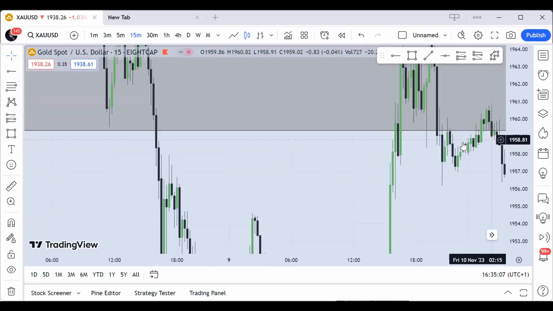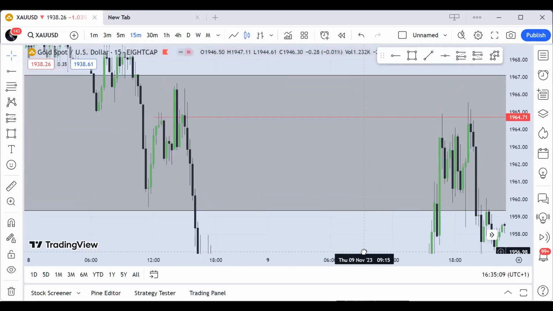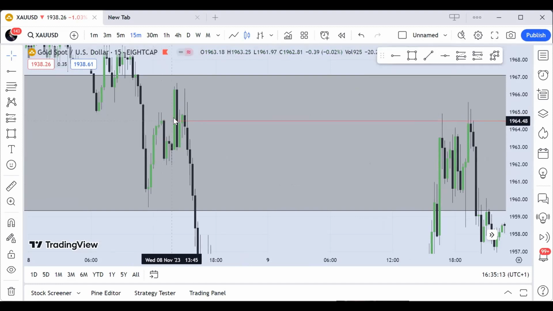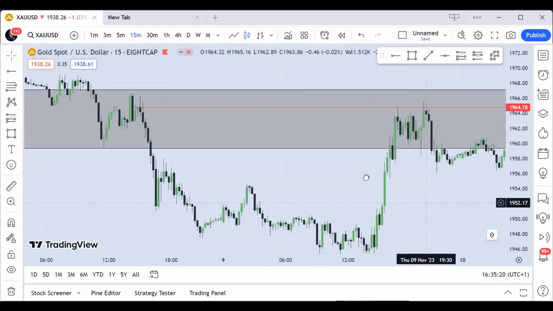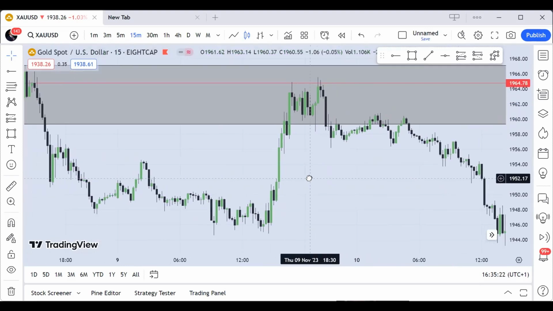Hope I'm right. Yes, which was here. This is a 15-minute level that caused the break. The price came into there and it started selling again. So that is how it is done.